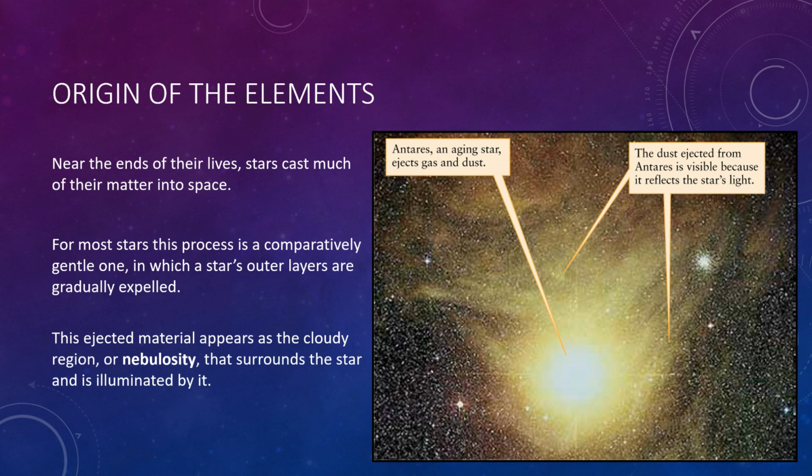This ejected material appears as the cloudy region, or nebulosity, where nebula comes from the Latin root word for cloud, that surrounds the star as it is illuminated by it, which you can see in the image here on the right. The star, Antares in this image, is shedding material from its outer layers, forming a thin cloud around the star. We can see the cloud because some of the ejected material has condensed into tiny grains of dust that reflect the star's light.